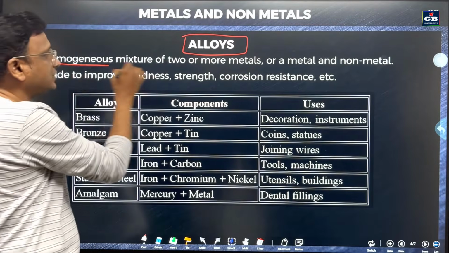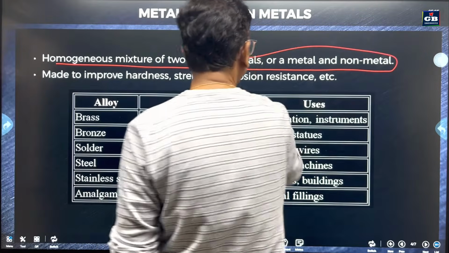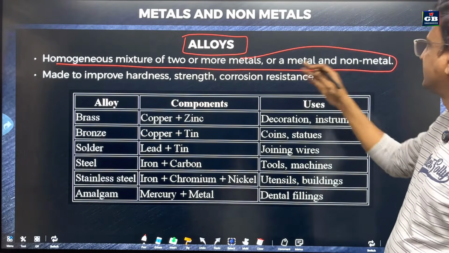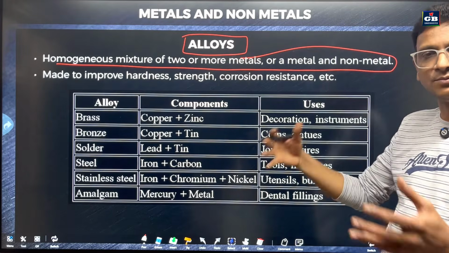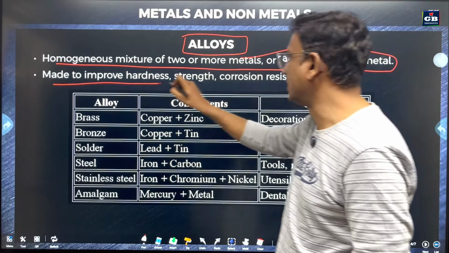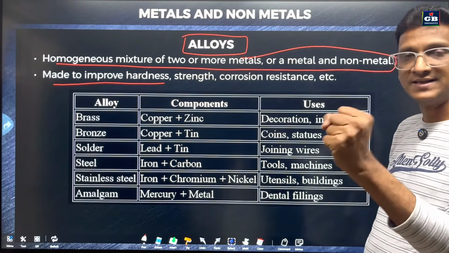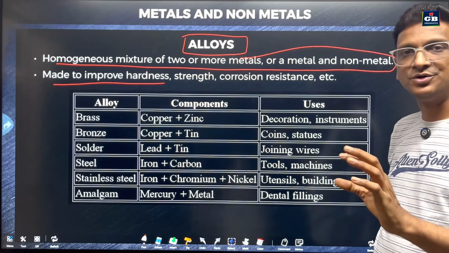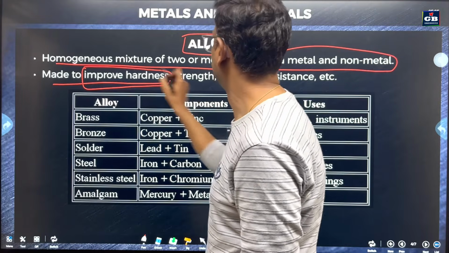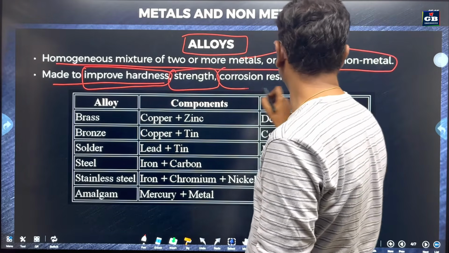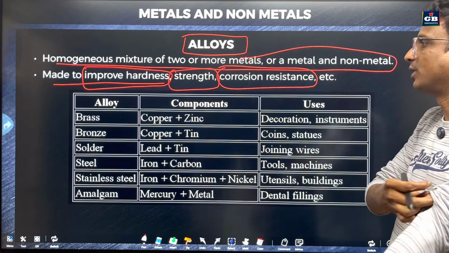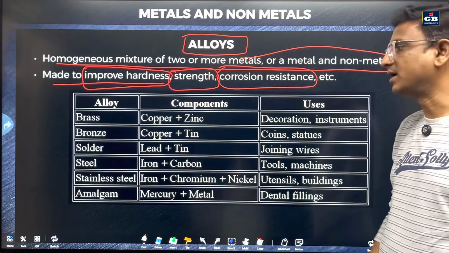An alloy is a homogeneous mixture of two or more metals, or of metals and a non-metal. You can mix some non-metal also to make an alloy. So why do we make alloys? To improve hardness. I told you, alloys are not only to prevent corrosion. There are other benefits also. What are they? To improve hardness, to increase strength, and to make them corrosion resistant. For all these purposes, we make alloys.